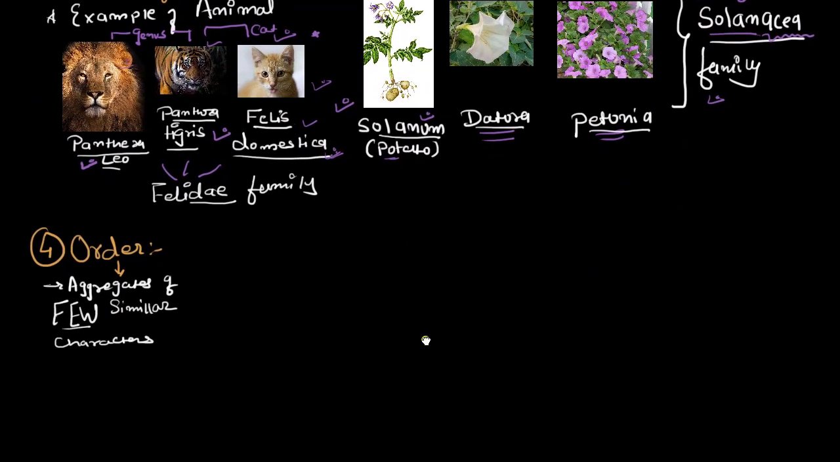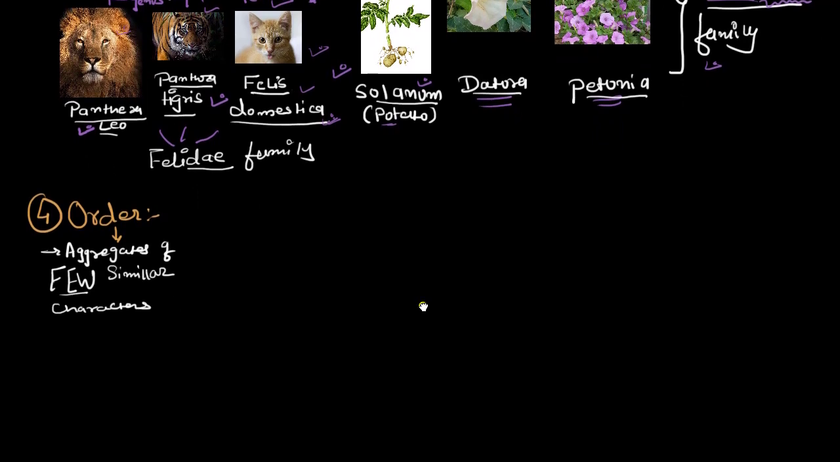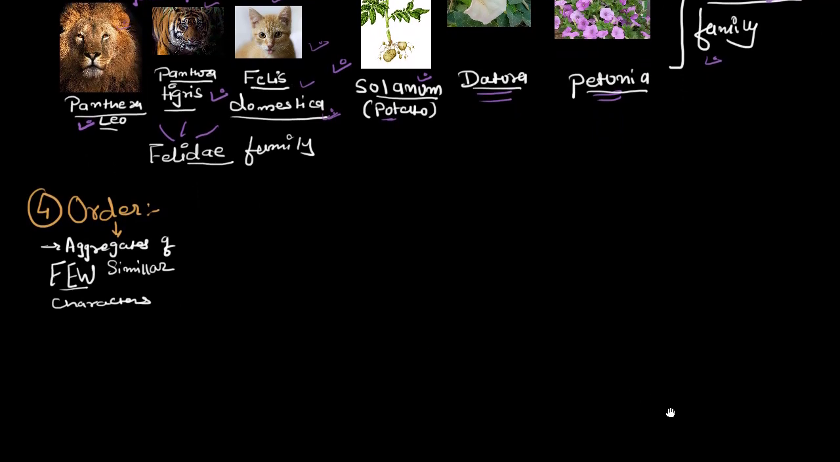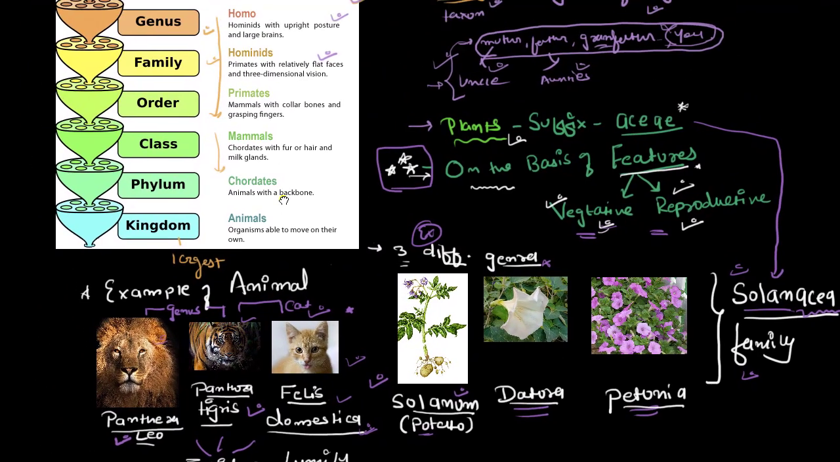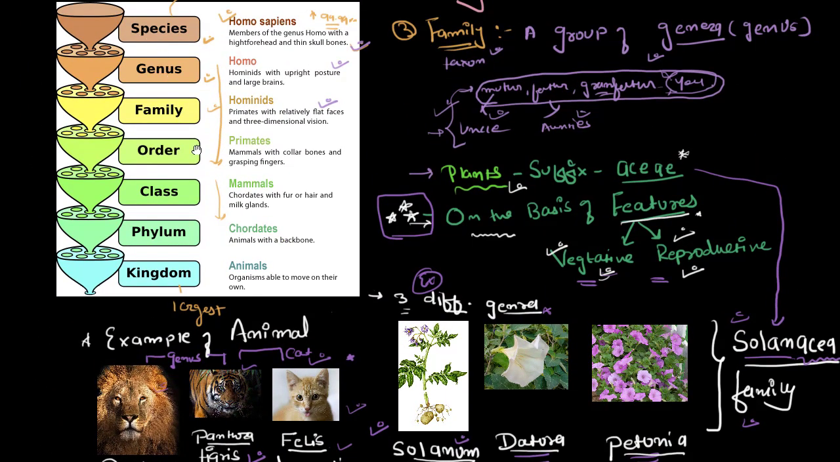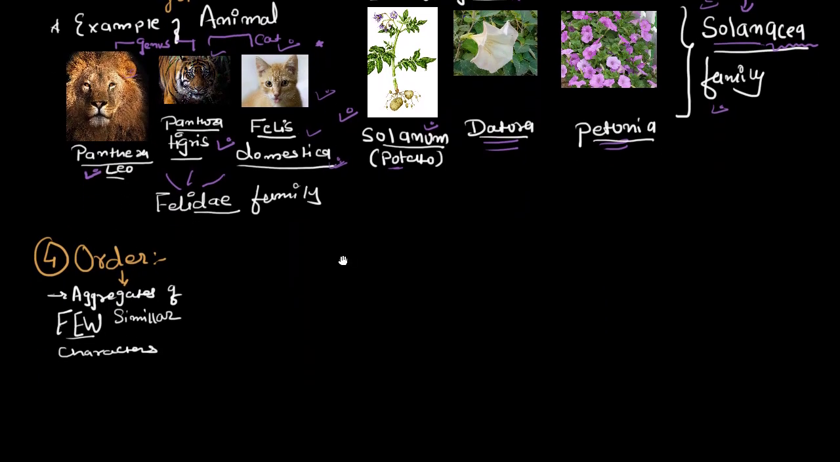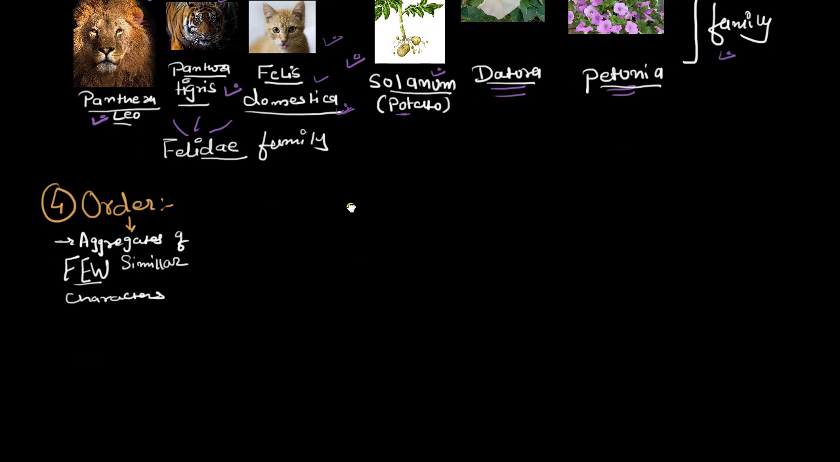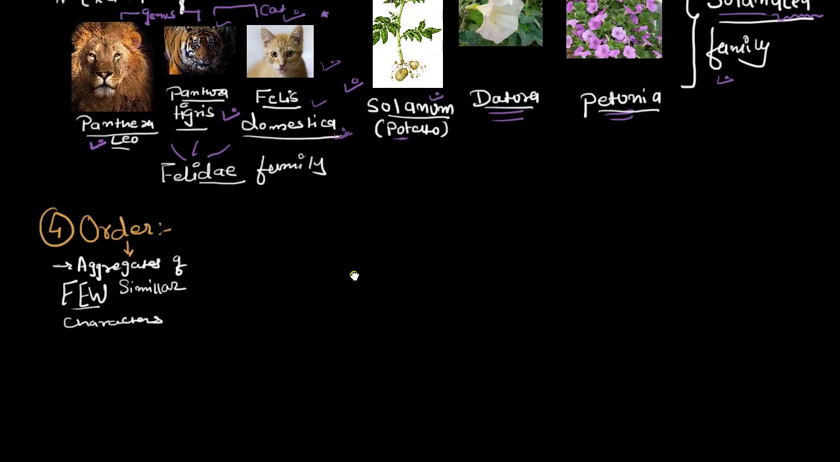So now we are going to talk about order, which is a higher level. In this hierarchy, we have species, genus, family, and then there is order. So what is order? Of course, you should know that a group of similar, closely related families is called an order. Or the second definition would be aggregates of a few similar characteristics.